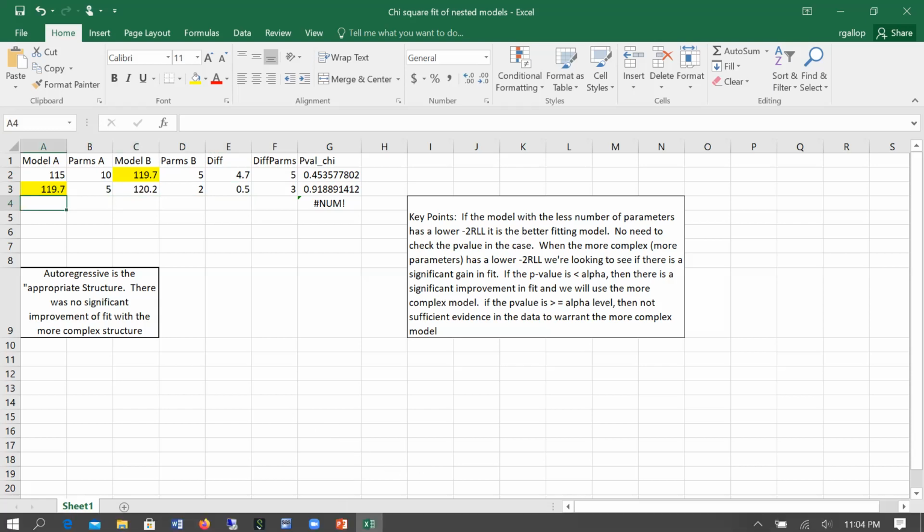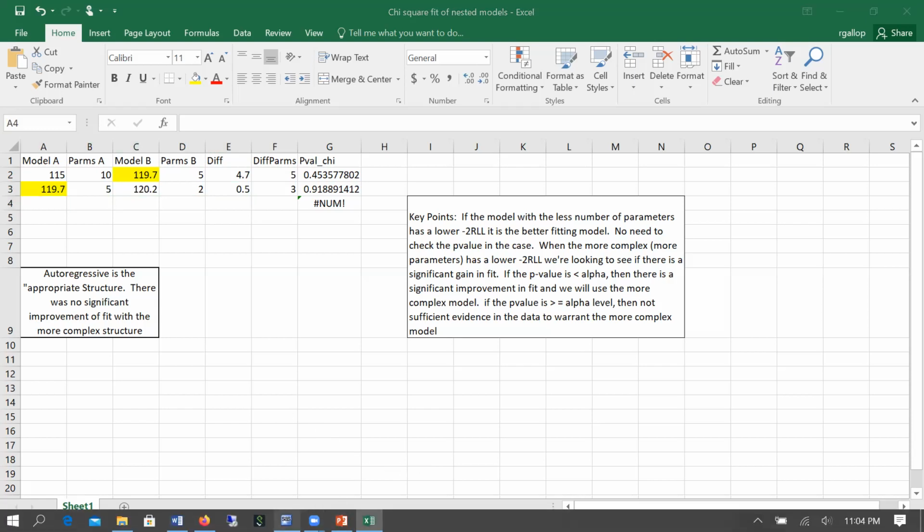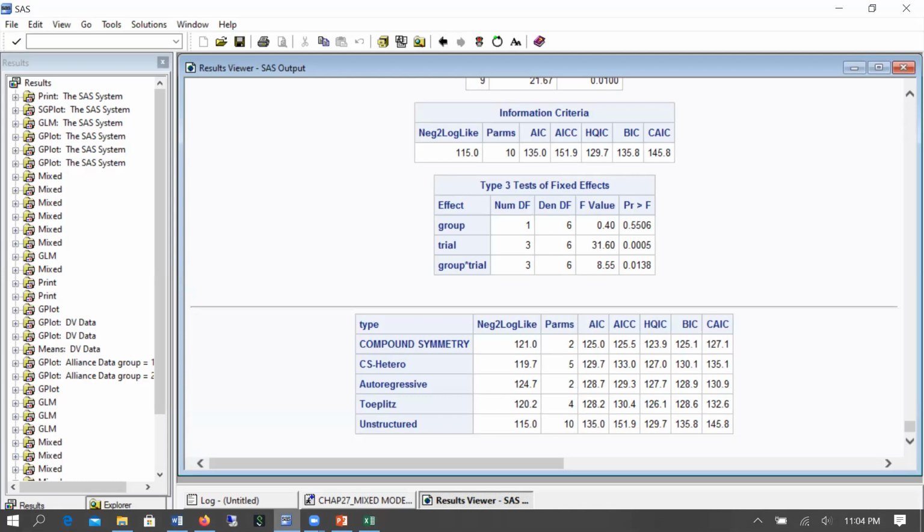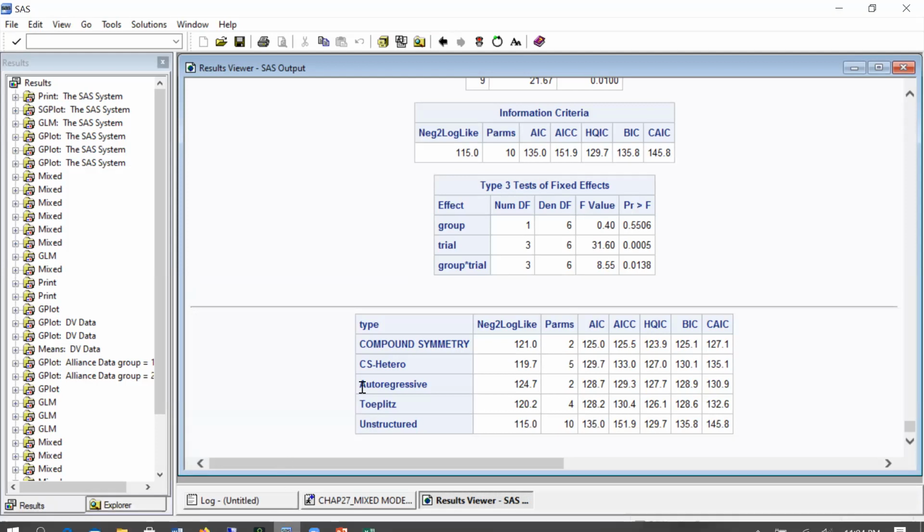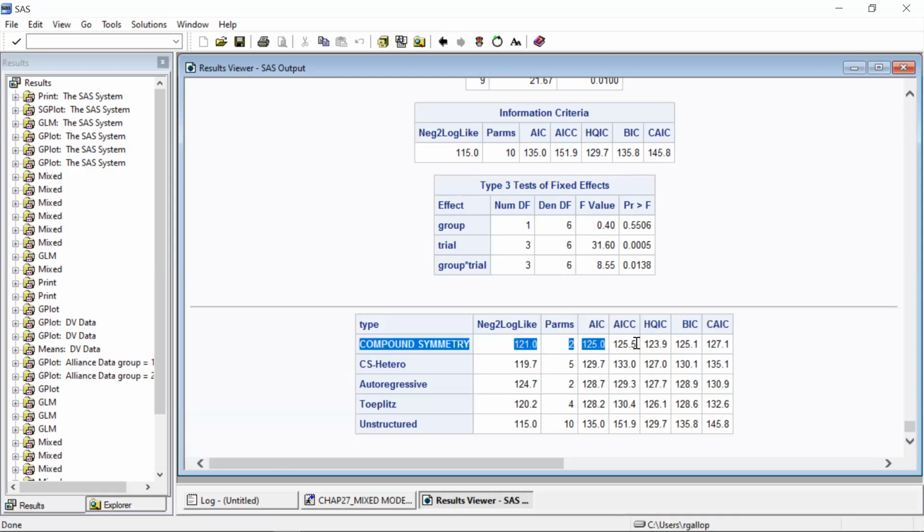So there, we get there. Again, we go back to the output. Unstructured, we compared that to the compound symmetry. We now compared it to Toeplitz. And now, suppose these were your only two variance covariance matrices to choose from.